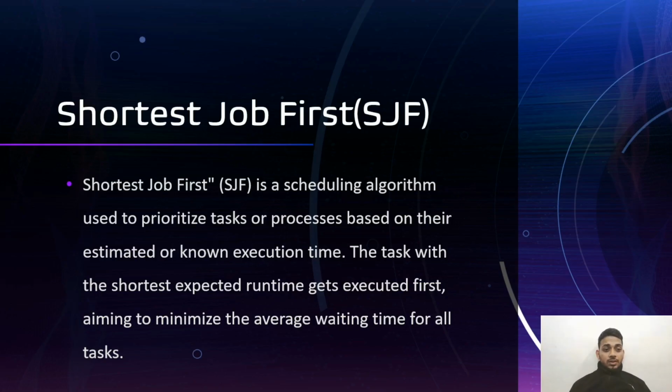Shortest job first. Shortest job first is a scheduling algorithm used to prioritize tasks or processes based on their estimated or known execution time. The task with the shortest expected runtime gets executed first, aiming to minimize the average waiting time for all tasks.